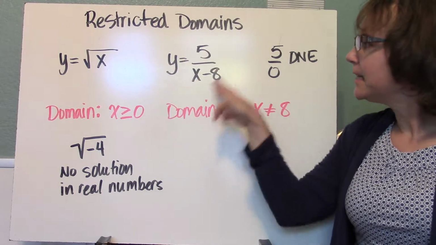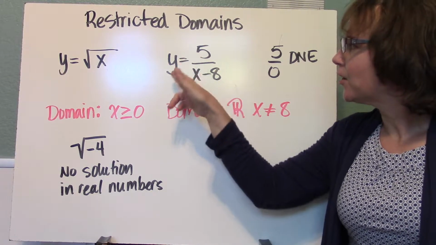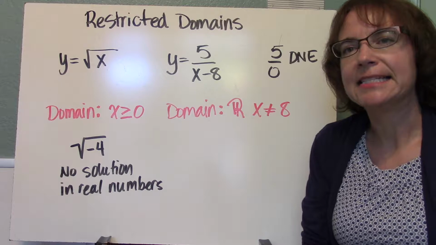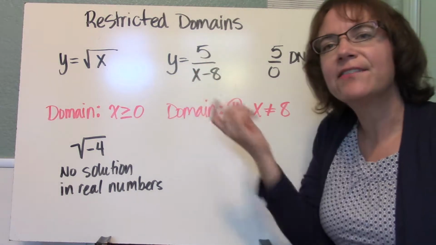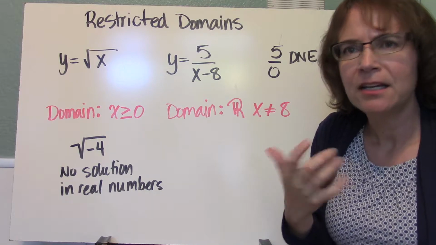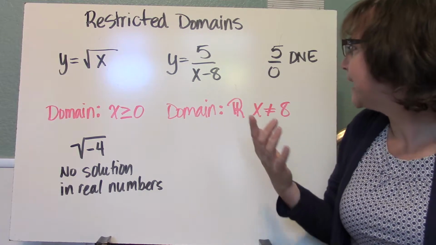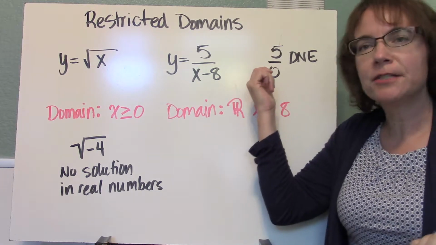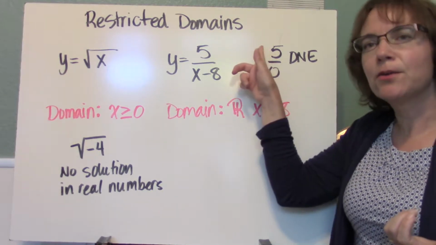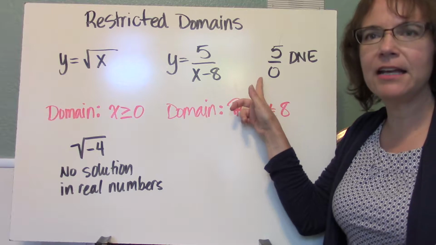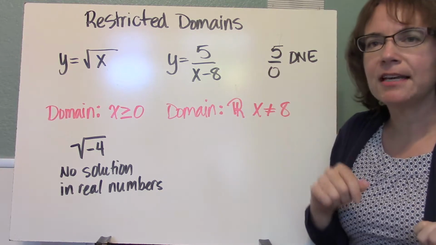If we look at something like this, it's a little bit trickier. We have 5 over x minus 8. And the thing to look at here is we know we can't have a 0 in the denominator. Now, why can't we have a 0 in the denominator? Well, say we had 5 over 0. That's impossible. Because what times 0 is going to give you 5? Nothing. You can't think of anything times 0 that's going to give you a 5.